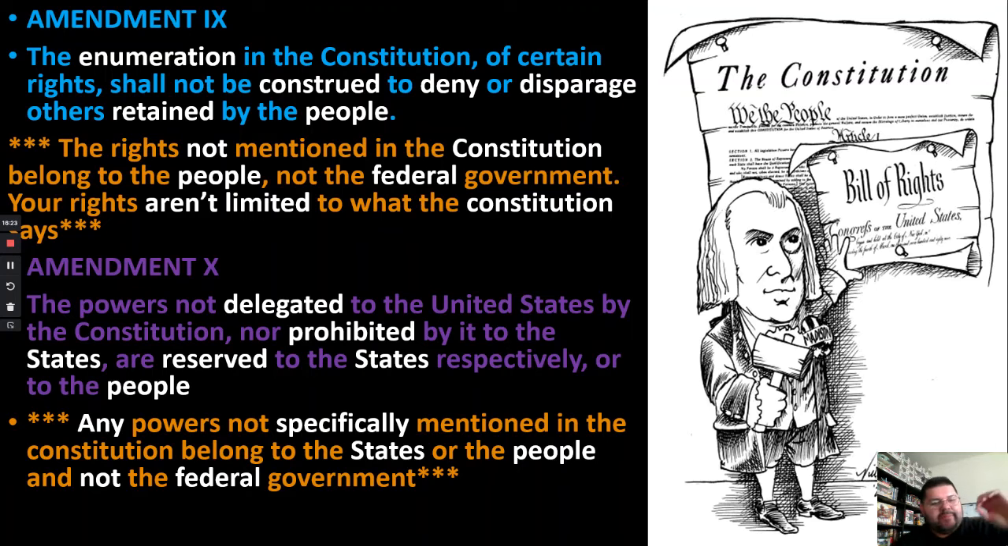Okay. The 10th Amendment, last one, guys. The power not delegated to the United States by the Constitution, nor prohibited by it to the states, are reserved to the states respectively, or to the people. So again, if it's not mentioned, it goes to you, the people. But also, if it's not mentioned that the federal government has these powers, then it goes to the states. So a great example is like driver's license.